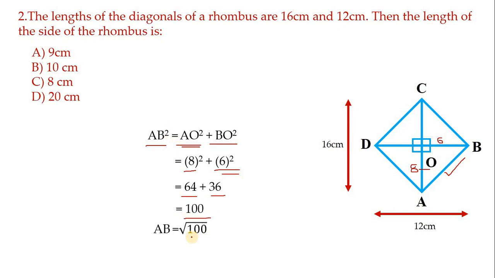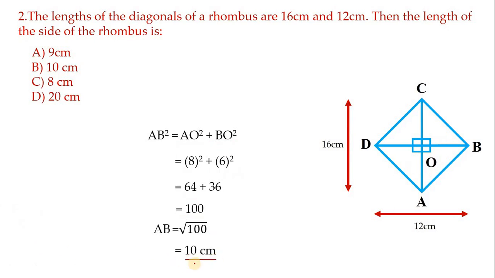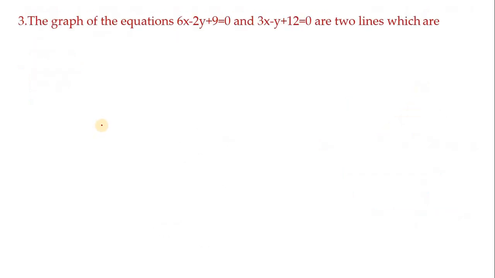Next the square transfer to this side, we get root 100. It has an exact value, that is 10 cm. Hence the correct option is B. Move on to the next one.